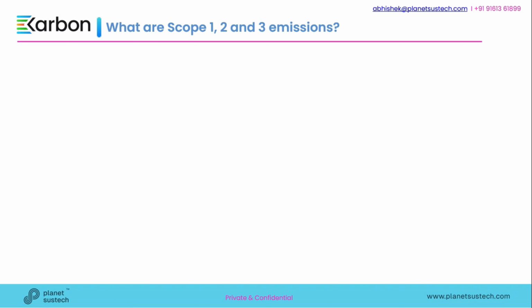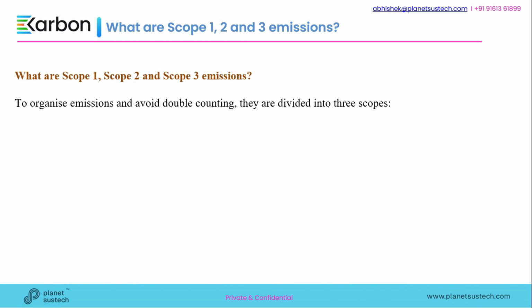Let's start understanding what are the various categories of emissions in GHG. They are Scope 1, Scope 2 and Scope 3 emissions. What is Scope 1, Scope 2 and Scope 3 emissions? To organize emissions and avoid double counting, they are divided into 3 scopes.